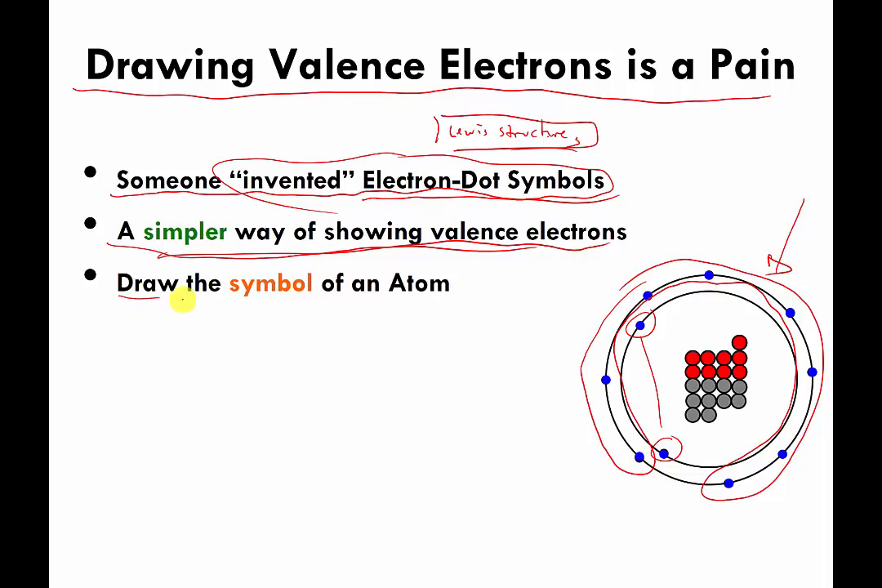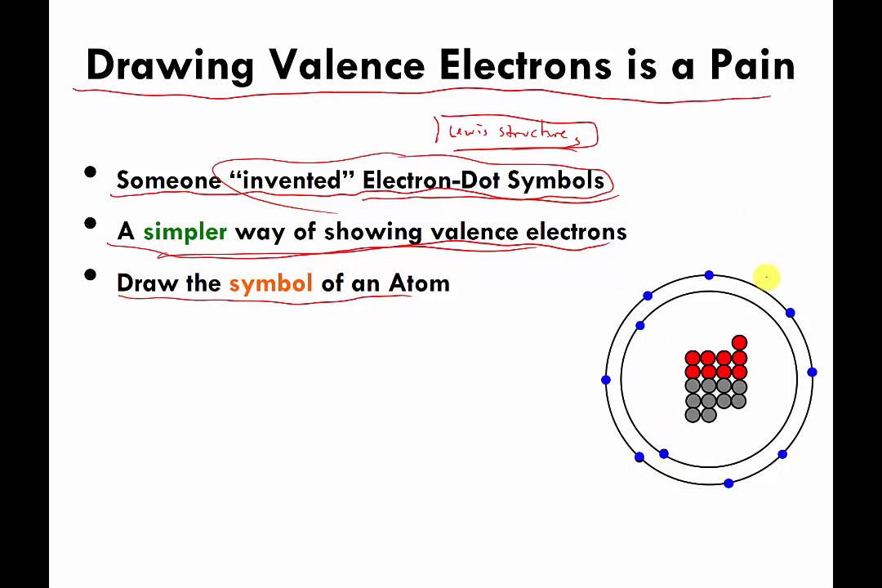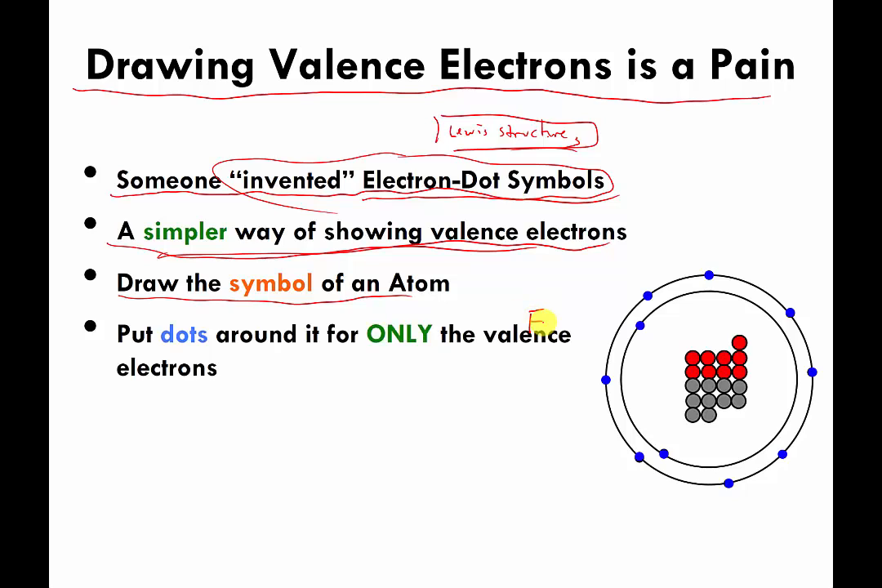The way that you do it is, instead of drawing this elaborate thing here, you just write the symbol for your atom. So I think this was a fluorine atom, so I would write F. And then you would put dots around your symbol. So let me redraw the F. But only for the valence electrons. So one dot for each valence electron. In this case, how many valence electrons do I have? 1, 2, 3, 4, 5, 6, 7, 8. Oh, I have 8. So I would draw it like this.